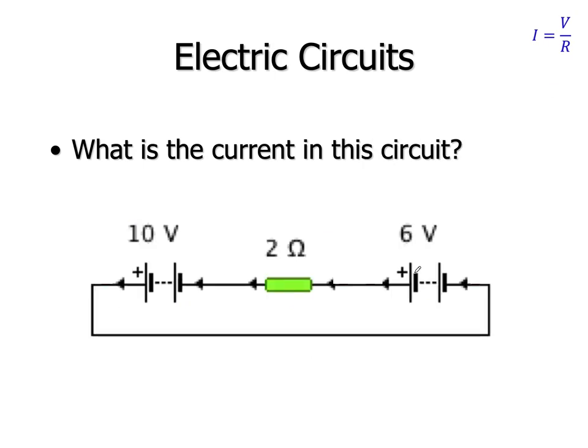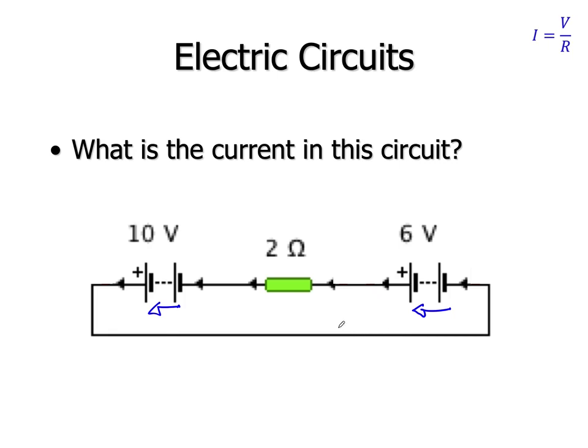What's the current in this circuit? And you're like, wait a second, you put the resistor between the batteries. Yeah, but take a look at the batteries themselves. This one's still trying to pump charge this way. This one's still trying to pump charge this way as well. They're both trying to pump it anti-clockwise, or counterclockwise, around this circuit. They're still working together.